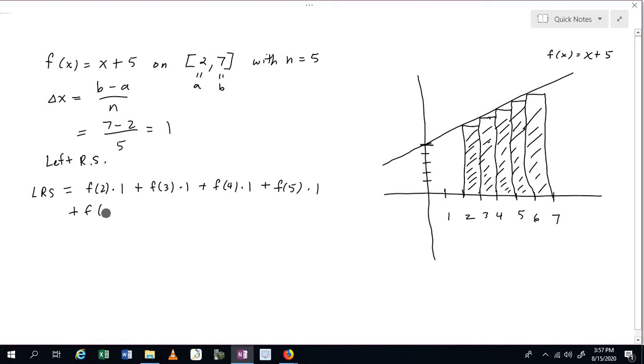Okay, so f of 6 would be the height of this rectangle times 1, which is the width. And so that's going to be our left Riemann sum. So I'm just going to go through and calculate all of these.